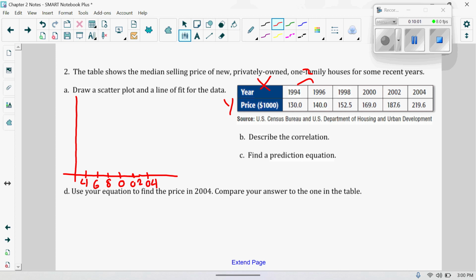And on our y-axis, I'm going to start us off at 130, and we're going to go up by 10 each time. So that's 140. I'm not going to write all of these in. Maybe every other. 180. 200. And 220. That looks to be about good. Now we're going to graph these points.